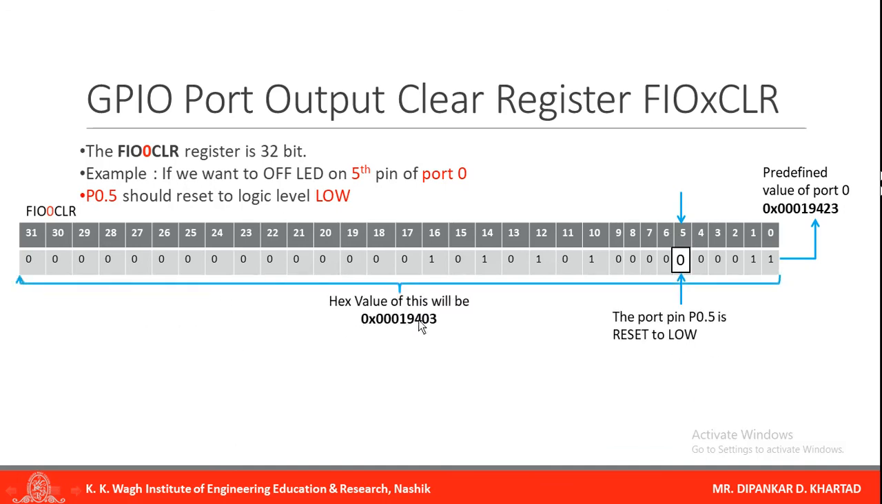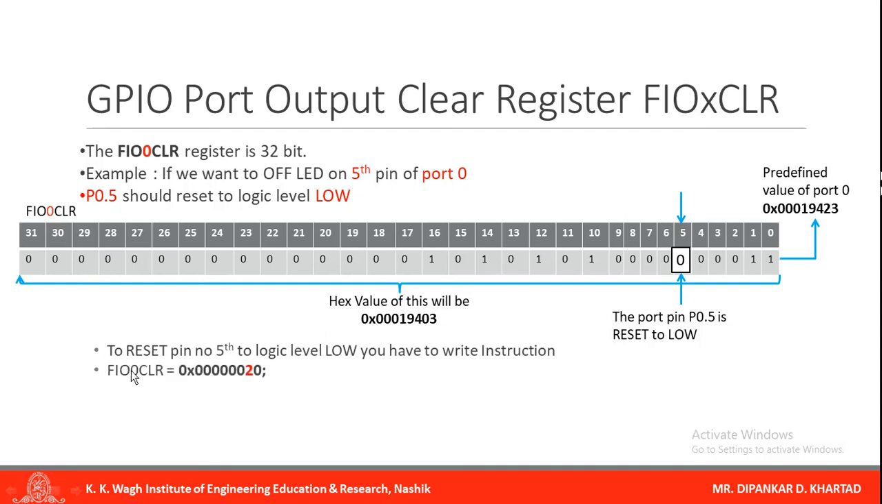So after this, if you calculate the hex value, it will be 10001940. So to reset the pin logic, you have to write the instruction FIO0 clear equals 0x00000020, right? Okay, why 2? Because you have to clear the 5th pin, and you know, writing 1 will reset the pin, and writing 0 means there is no change.